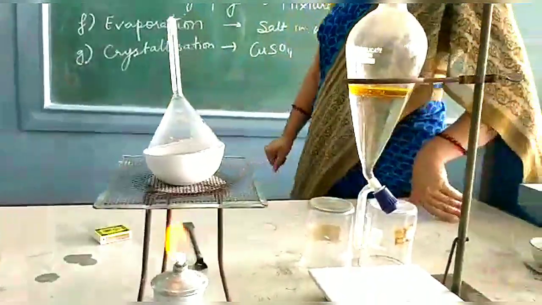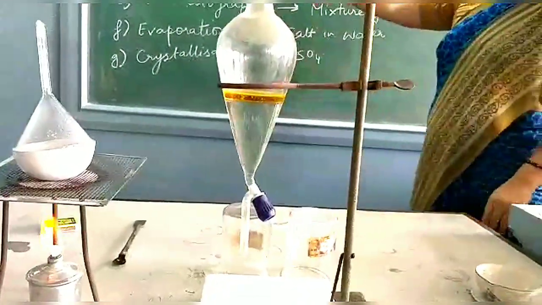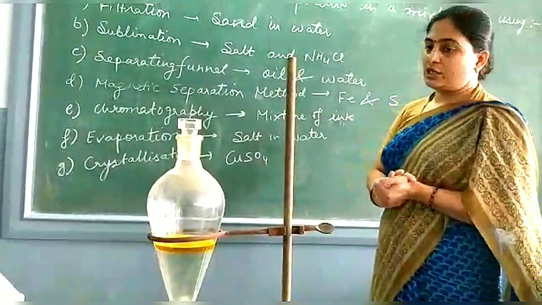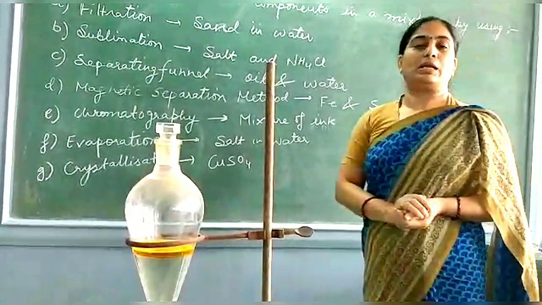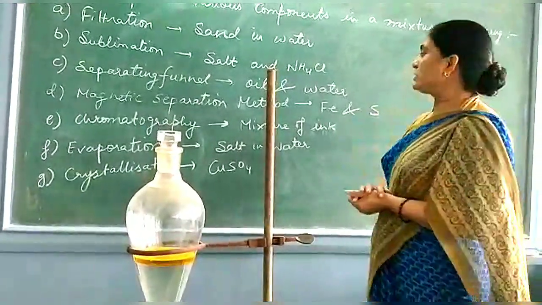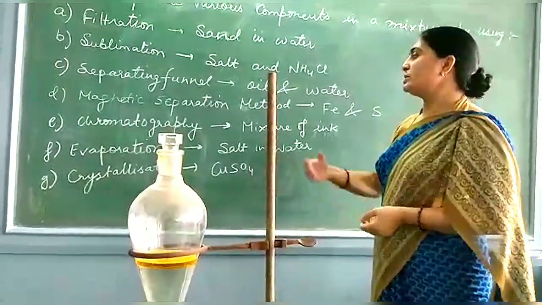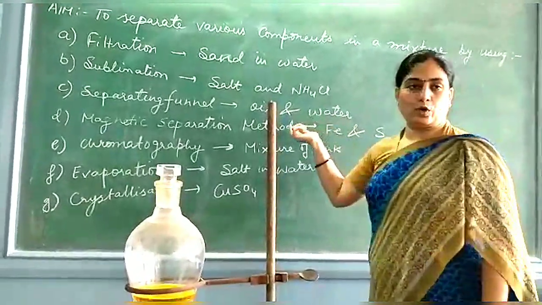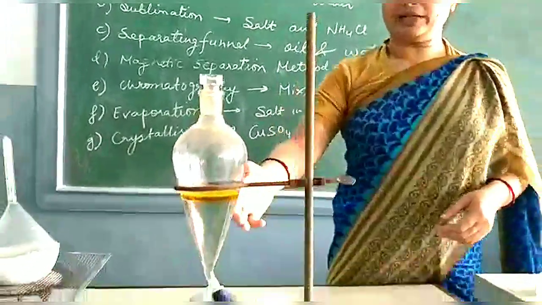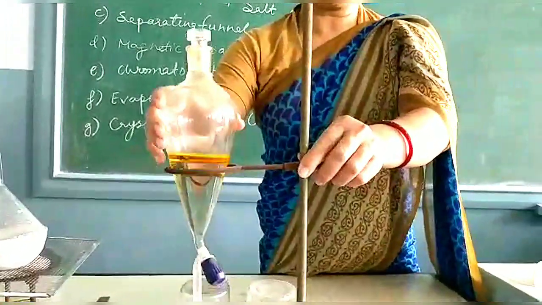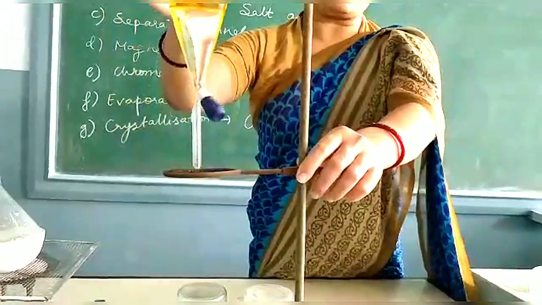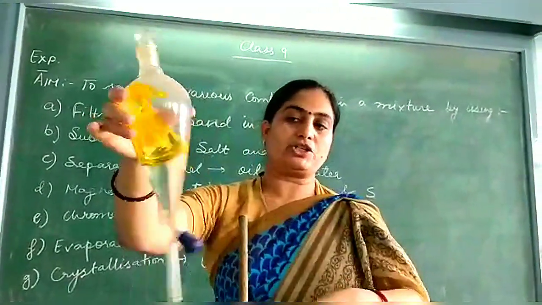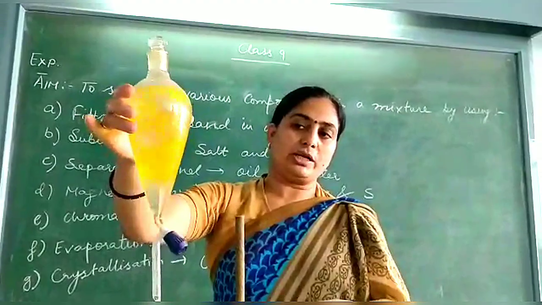After this we'll move to the next technique, that is the separating funnel. A separating funnel is used to separate a mixture of two immiscible liquids. I have taken an example of oil and water. This is the apparatus for the separating funnel. This is the stand to hold the separating funnel. I have this separating funnel and I have already added a mixture. You can see this is a mixture.